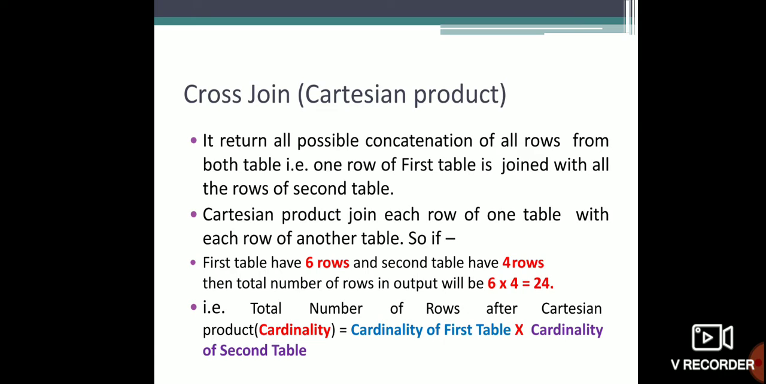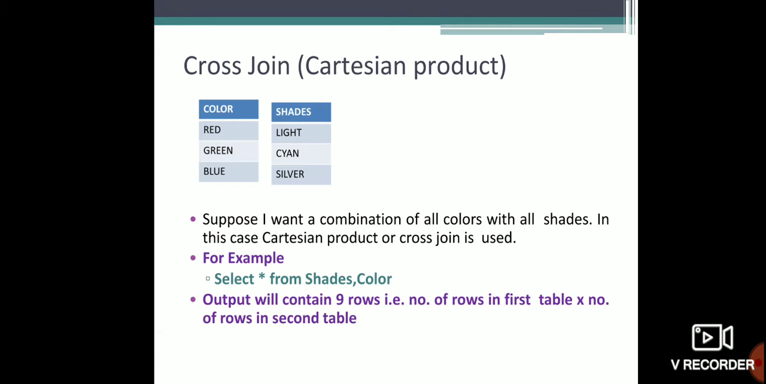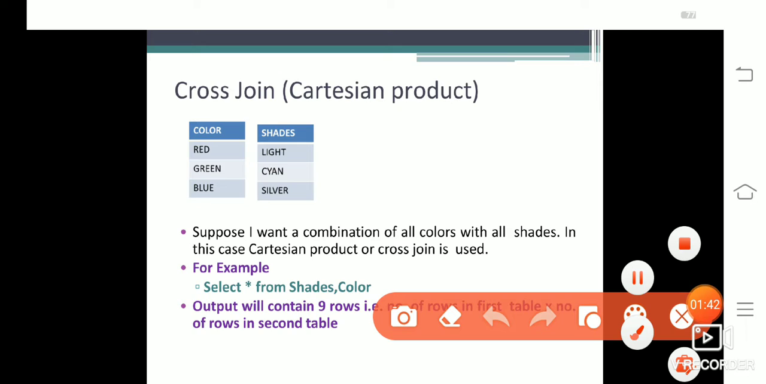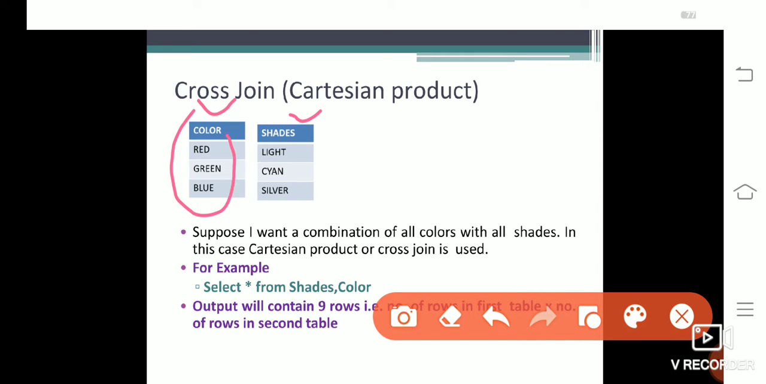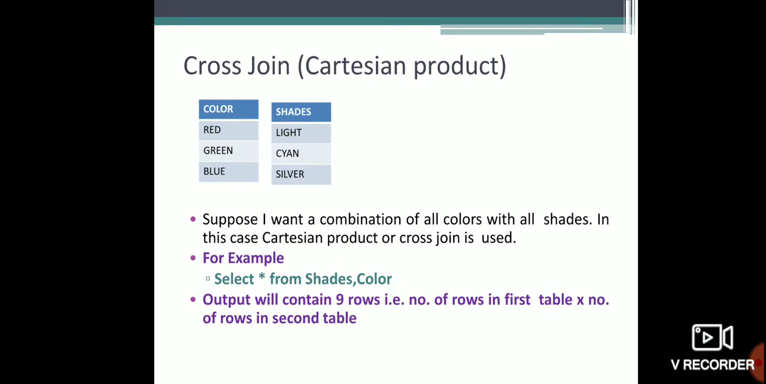What is the formula for cardinality? This is known as what? Cardinality. Okay, so what is the formula? Cardinality equals cardinality of the first table into cardinality of the second table. You can see an example of this. There are two tables, the first one is color and the second one is shade. You can see there are 3 entries in the color table, and in shades also there are 3 entries. So what will be the result as per the cardinality formula? 3 into 3 equals 9. 9 entries we will get.